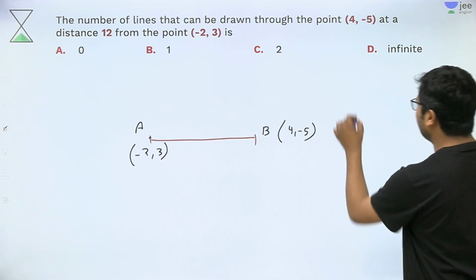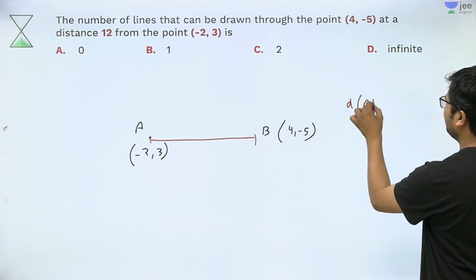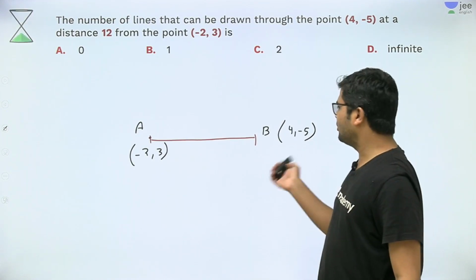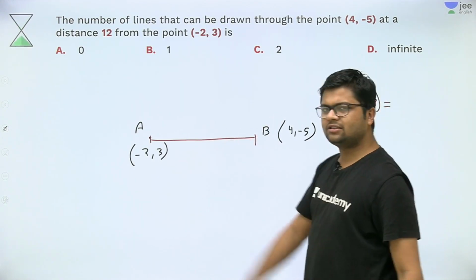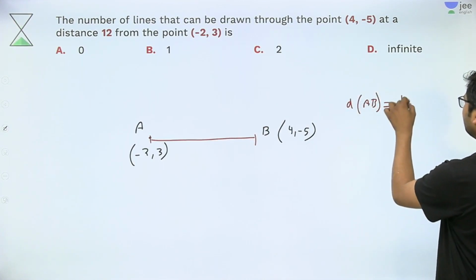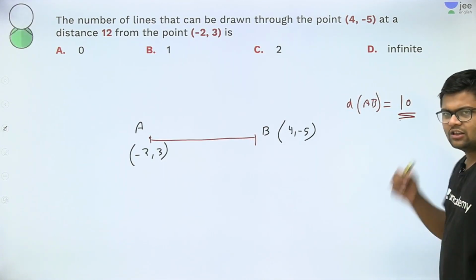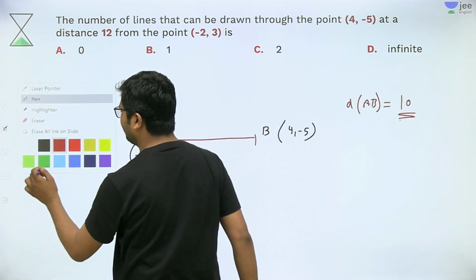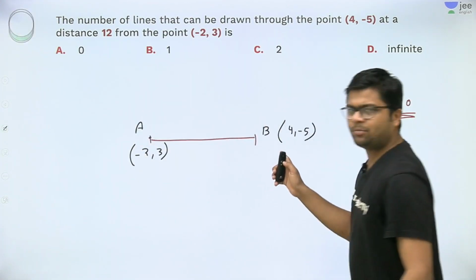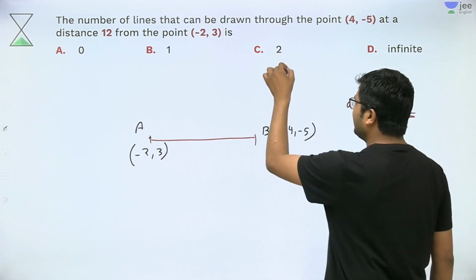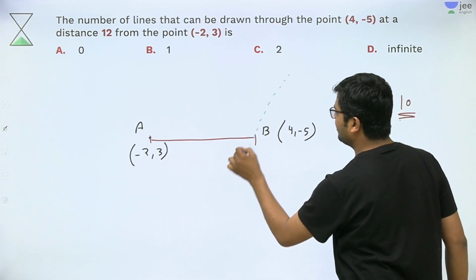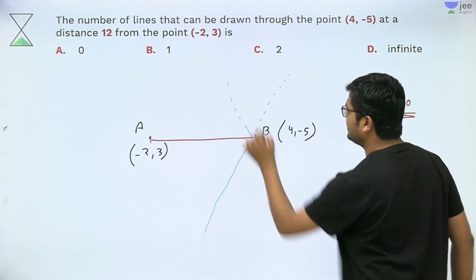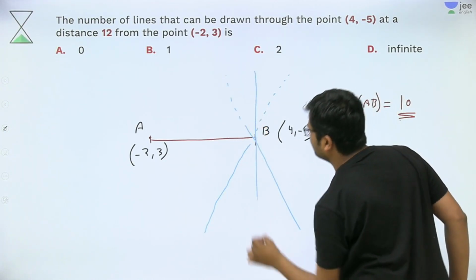Distance AB can be calculated by the distance formula: square root of (4 plus 2) squared plus (-5 minus 3) squared. So the distance will come out to be 10. Now suppose someone asks you how many lines can be drawn through the point B. Through the point B, infinite lines can be drawn. I am drawing 2 or 3 of them. One line can be this, one line can be this, and one line is this.